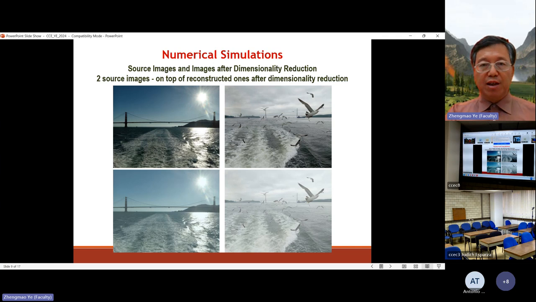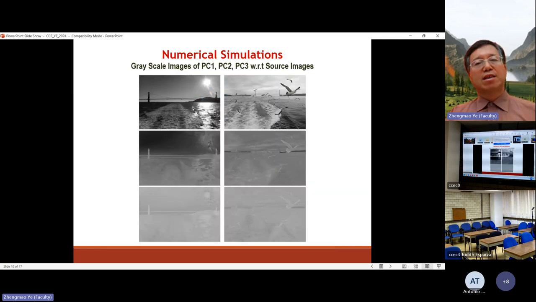So let's take a look at another slide. In this slide, the grayscale images of PC1, PC2, PC3 with respect to the two source images are given. Based on the qualitative evaluation itself, PCA is successful in dimensionality reduction for feature detection. The features of major objects can still be easily seen in PC1 through PC3 right here. However, the qualitative analysis itself is never that convincing.